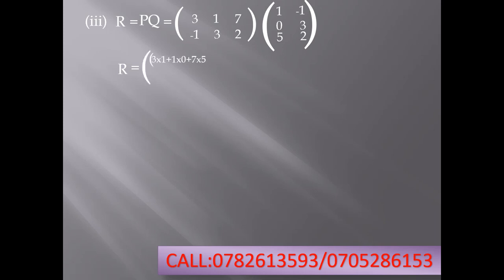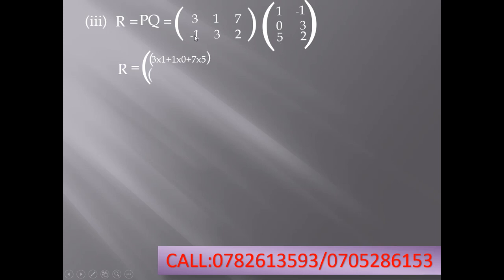So can we now get the matrix R? We shall just multiply, since we've already found out that the matrices can multiply. First row, first column. When we are multiplying matrices, we multiply rows into columns. Taking the first row and the first column, we shall have 3 times 1 plus 1 times 0 plus 7 times 5. That's what we shall take.